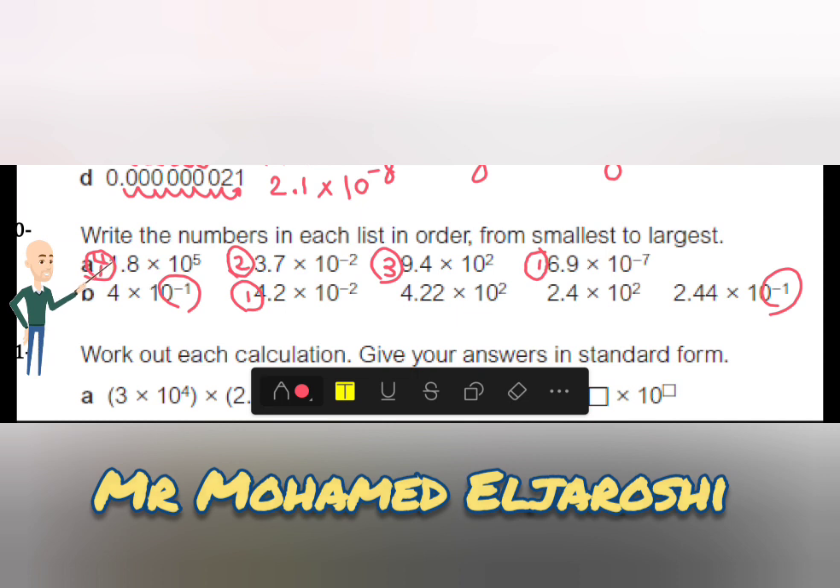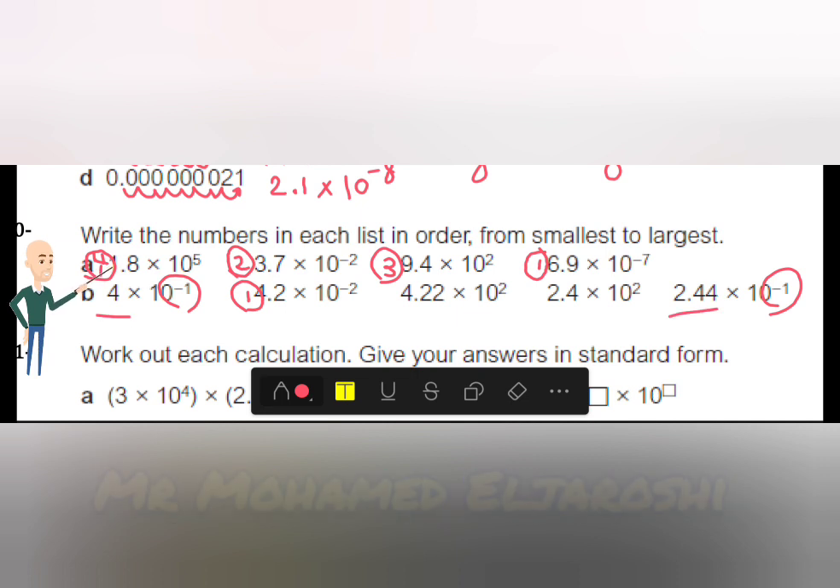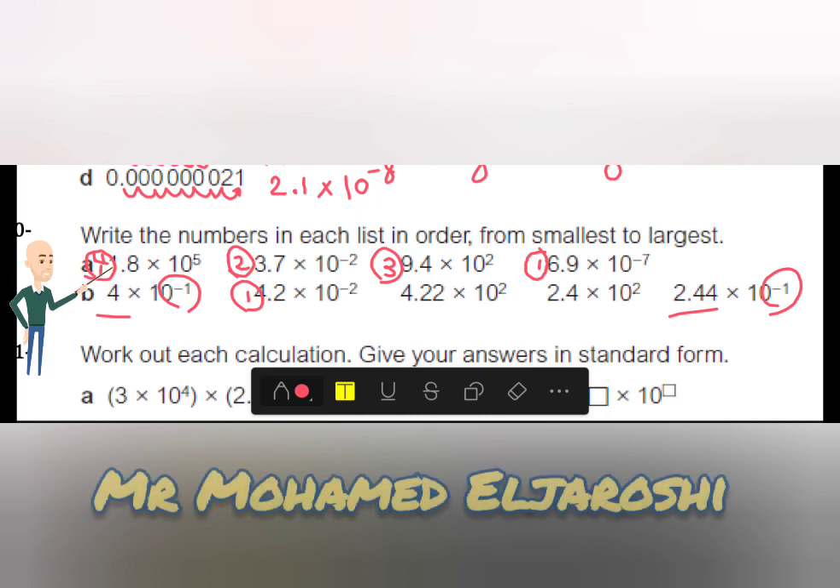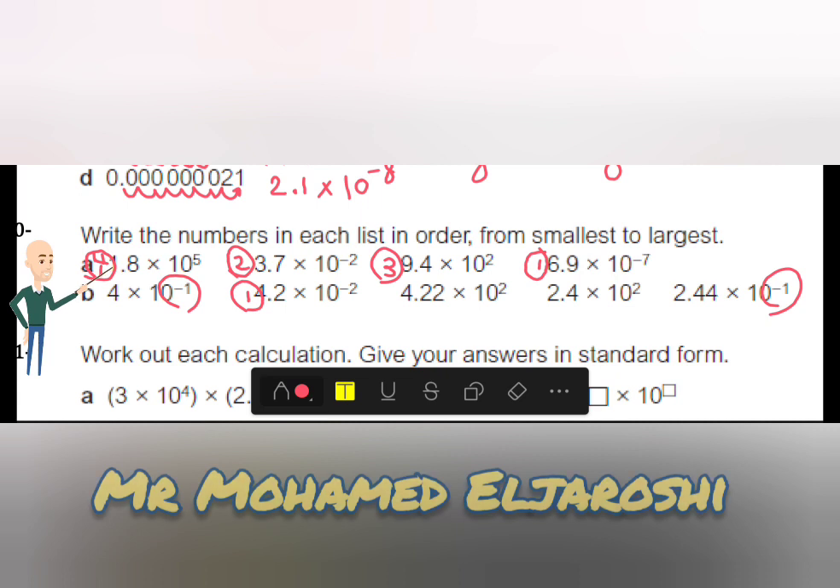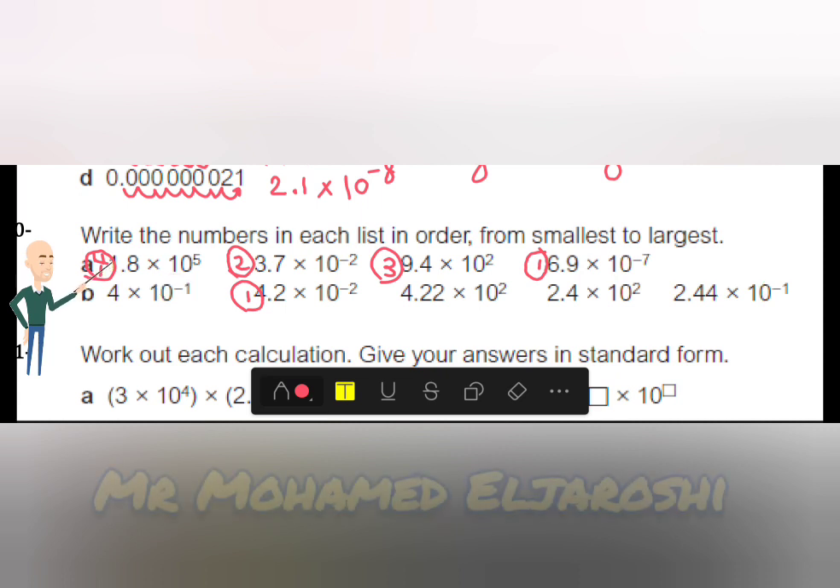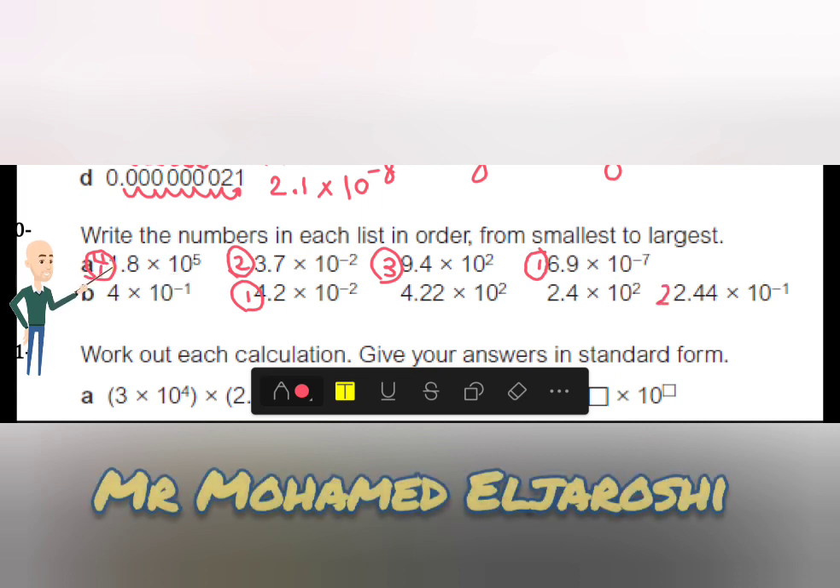Very good. We take a look at these numbers. The smallest number here, we're going to choose it as the next one. So which one is smallest, 4 or 2.44? Very good, 2.44. So this one is the next one. And then we have this one, the third. And then we have these two numbers.